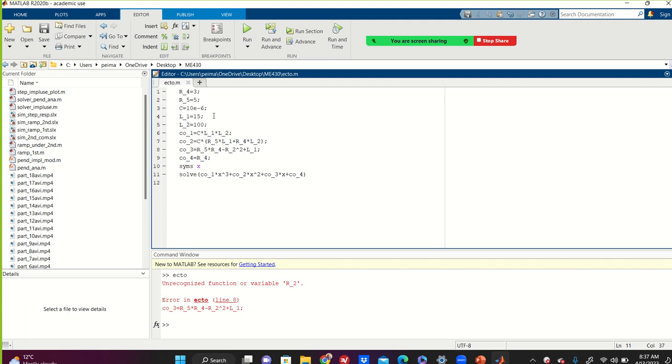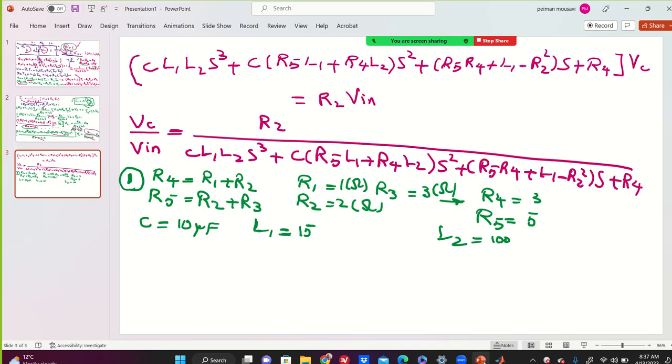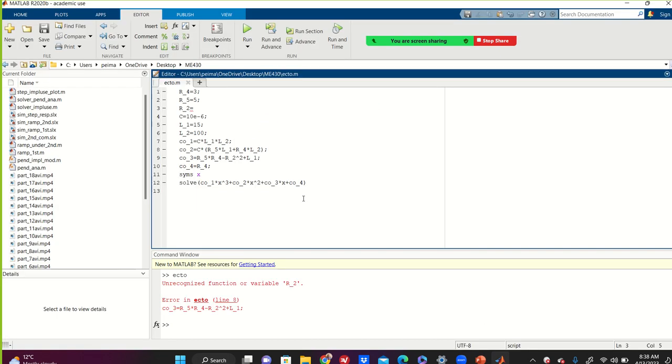Oh, I have to define R2 here. So R2 is, how much was R2? R2, 15 plus, yeah, it's 2. So that's why I'm changing, yeah, fine. Okay.